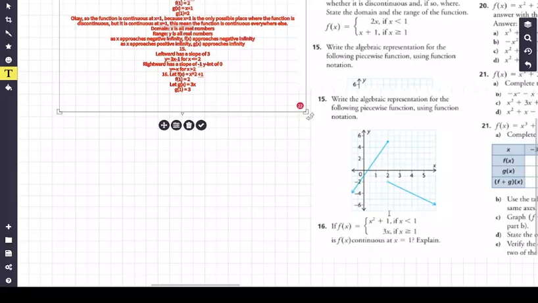Because there is a jump, because f of 1 does not equal g of 1, therefore, we can conclude that there is a jump discontinuity and f of x is not continuous at x equal to 1. Okay, let's move on to number 17.